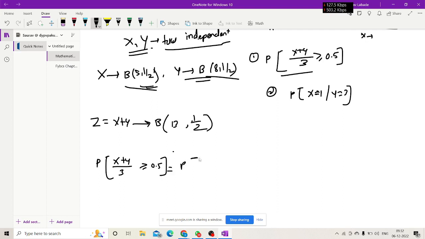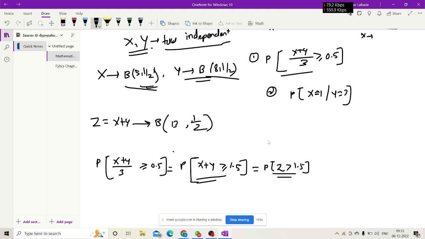So I can write it as probability of x plus y greater than or equal to what? Here it is divided, so just multiply by 3. 0.5 multiplied by 3 is 1.5, right? So here I will just use this additive property and then I will get x plus y greater than or equal to 0.5, that is, probability of z greater than or equal to 1.5.